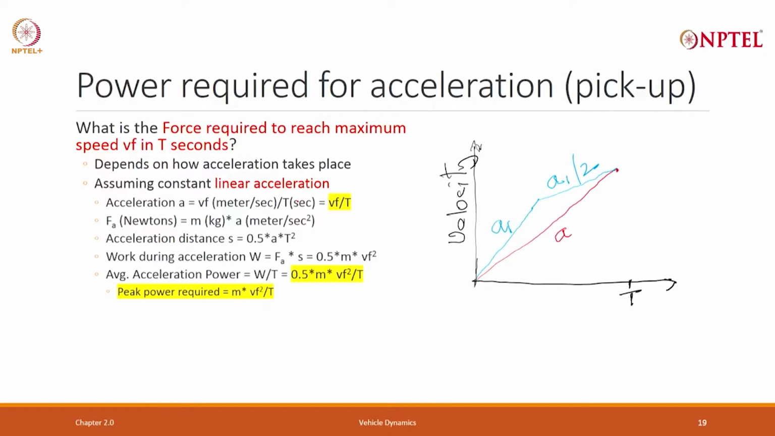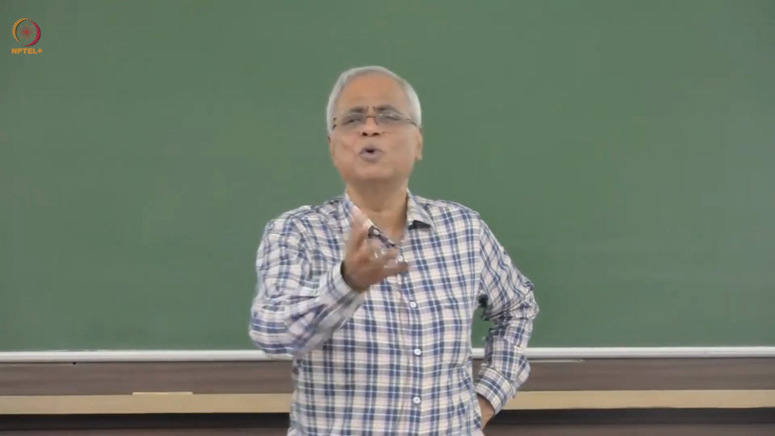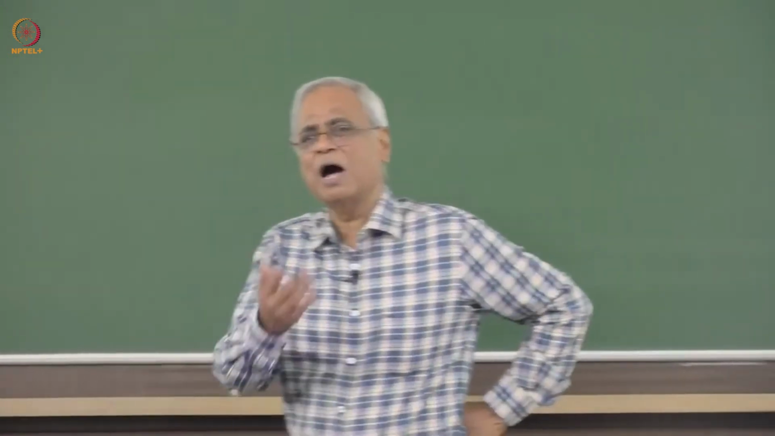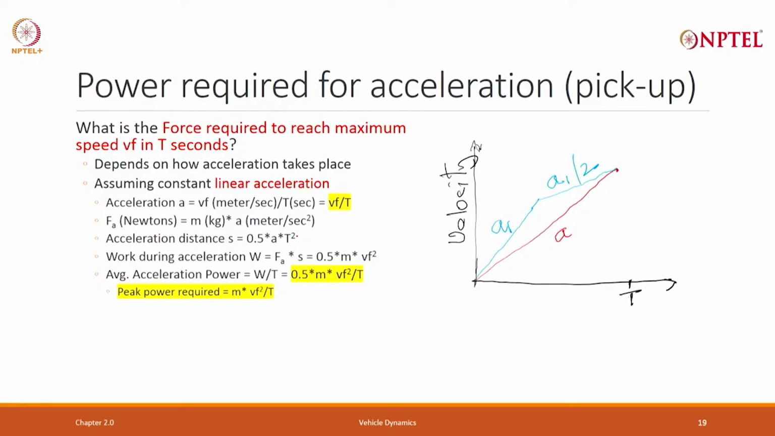What is the acceleration distance? When it goes for t seconds, what is the distance it will travel? If you remember your formula, s equals u t plus half a t square, and u was 0, the initial velocity was 0. So it is half a t square. What is the work done during acceleration? Well, force into distance, our old physics formula, and that comes to 0.5 m v square.